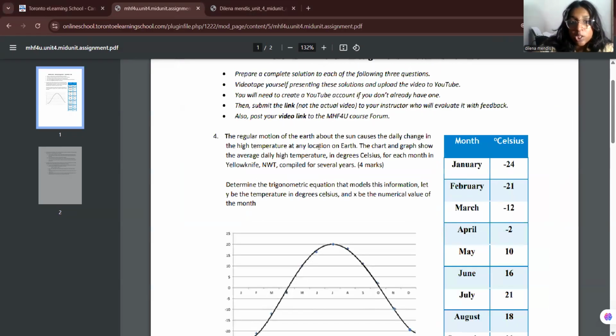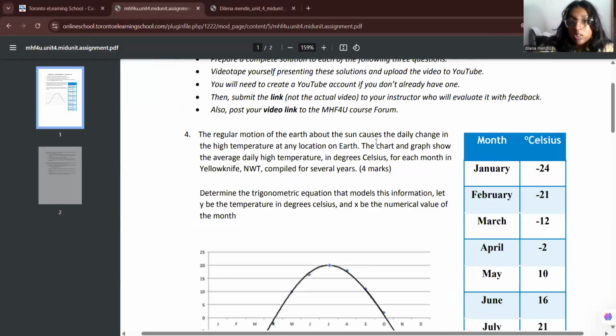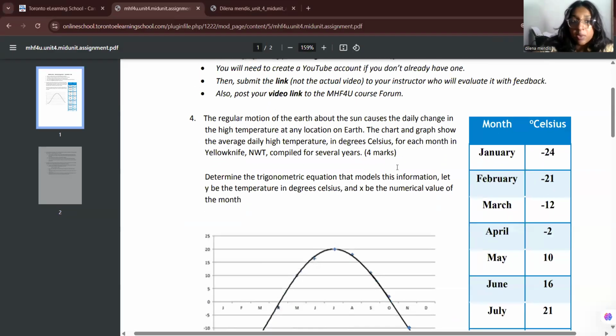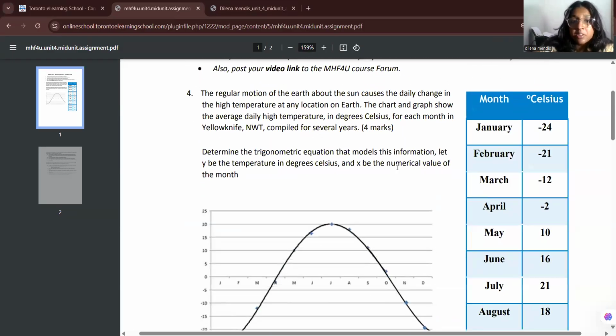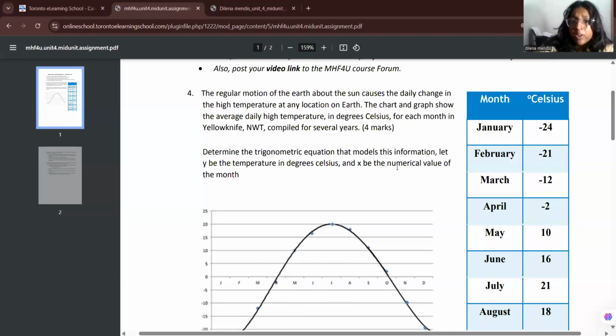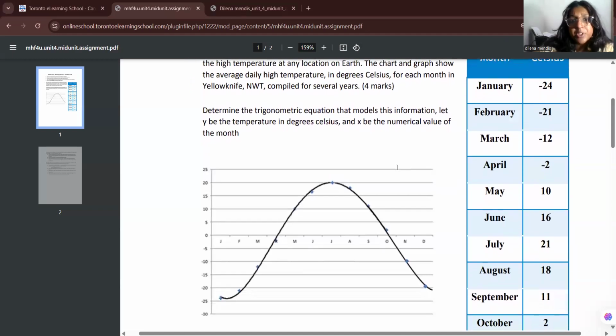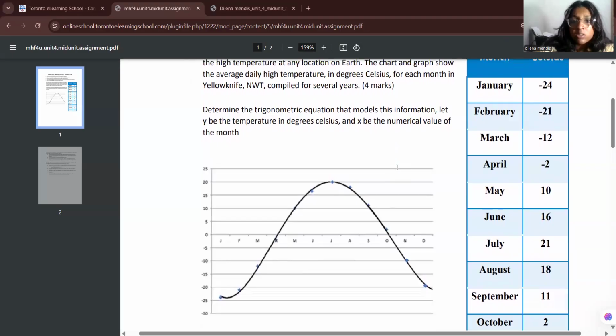The regular motion of the Earth about the Sun causes the daily change in the high temperature at any location on Earth. The chart and graph show the average daily high temperature in degrees Celsius for each month in Yellowknife, NWT, compiled for several years. Determine the trigonometric equation that models this information. Let y be the temperature in degrees Celsius and x be the numerical value of the month.